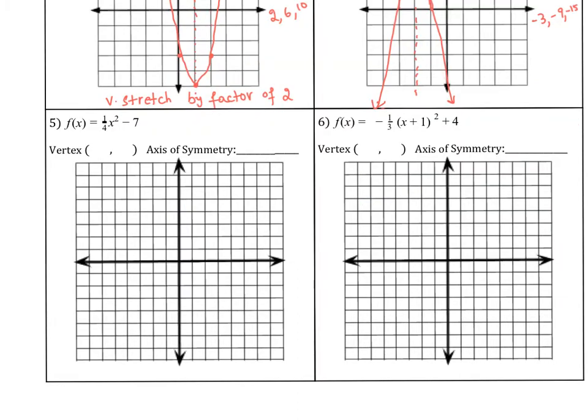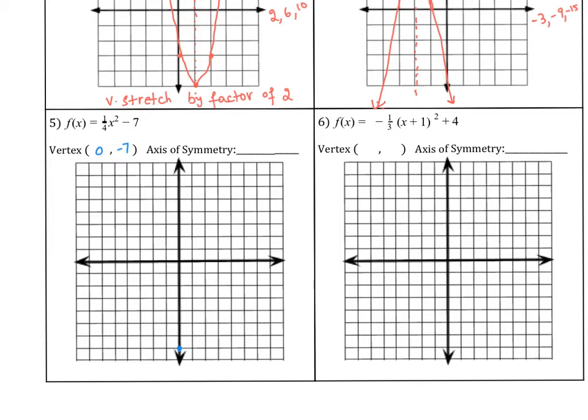So for number 5, you do not have a left or right, so it's going to be 0 because there is no h, and it's -7 for k, so my vertex is going to be 0 comma -7. So that is going to be 1 2 3 4 5 6 7, this point right here. So that's my 0 comma -7.